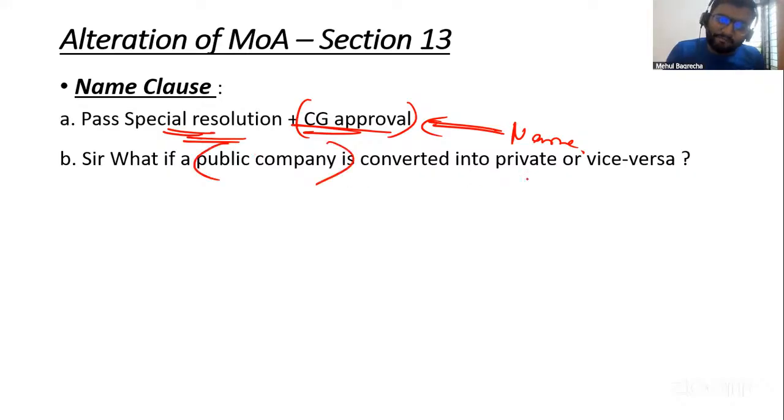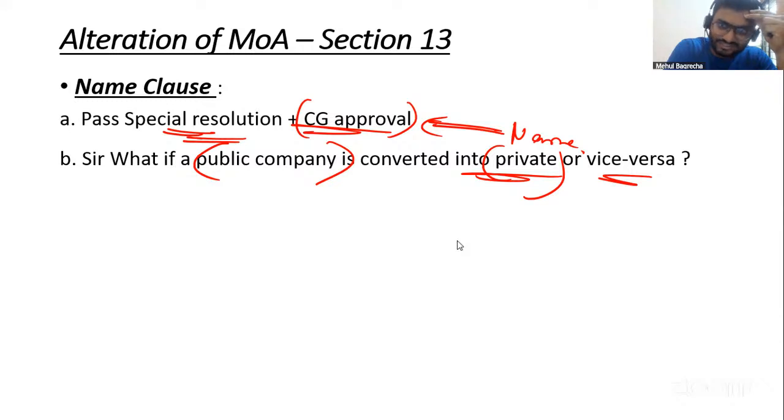If a public company is converting itself into private company or private company into public company, then should I take central government approval and should I pass a special resolution? Let's suppose earlier it was Suhas Limited. Now he realized that being a public company, I have a lot of stress. I want to convert my public company into private company. So what will happen the moment he converts his public company into private company? It can't be Suhas Limited anymore. It will be Suhas Private Limited. Correct, everyone? Now for this, is this also a change in name?